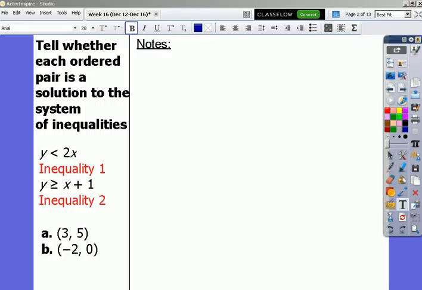So in order for us to verify whether or not a point is a solution to a system, it must be a solution to both, or three, or however many inequalities there are within our system. So we have two inequalities within our system, and we have to determine whether or not the point (3, 5) and the point (-2, 0) are in fact solutions. So they must work for both. It's simply a matter of plugging in values. So that's exactly what I'm going to be doing here. Let's start with A.